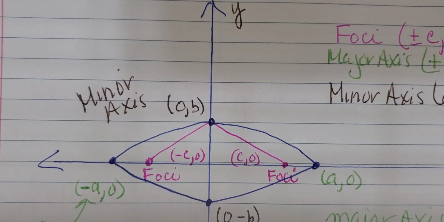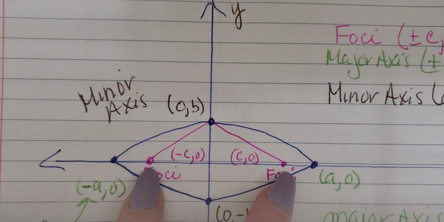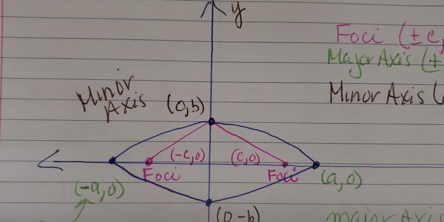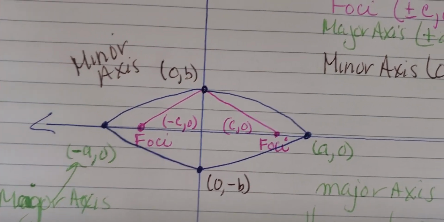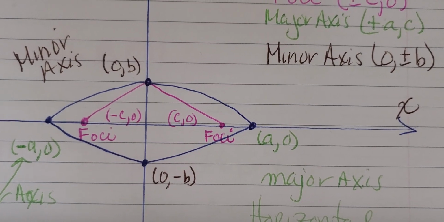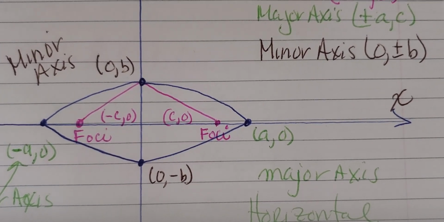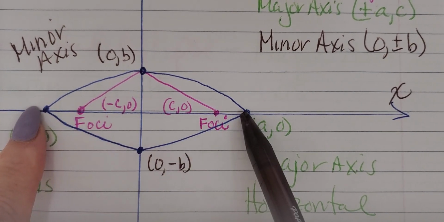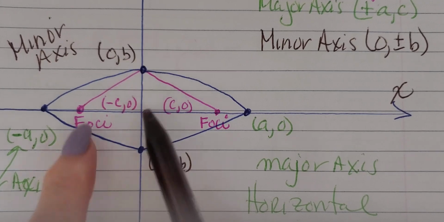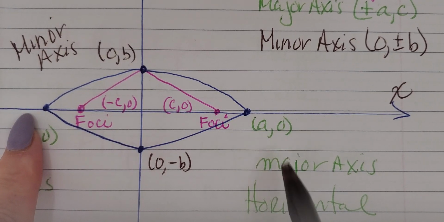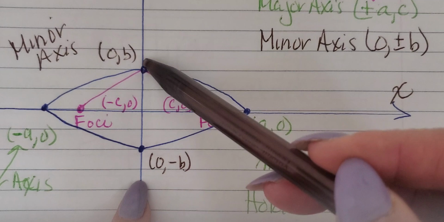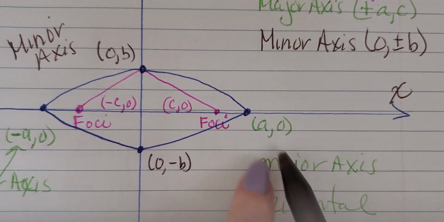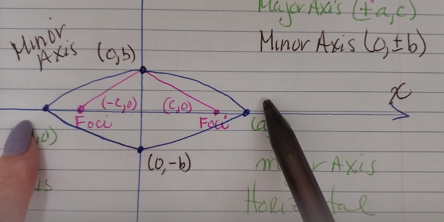So we have two things to worry about and have to find, these things called the foci points. They also have what's called a major and minor axis. And this one is going to be horizontal. You'll see that the ellipse is longer in one direction than it is in another. Well, we call that the major axis, and then we call this the minor axis. The foci are always on the major axis.